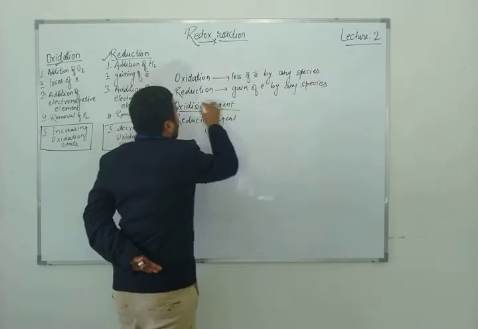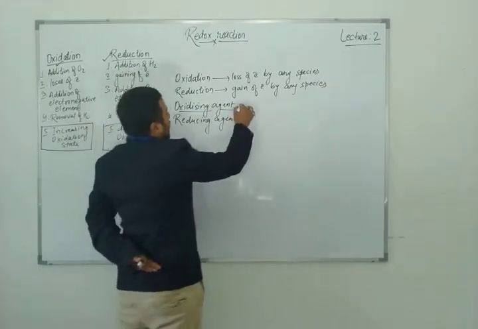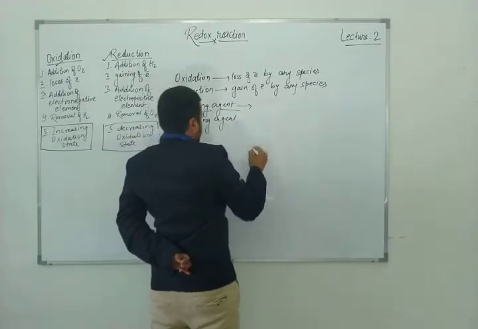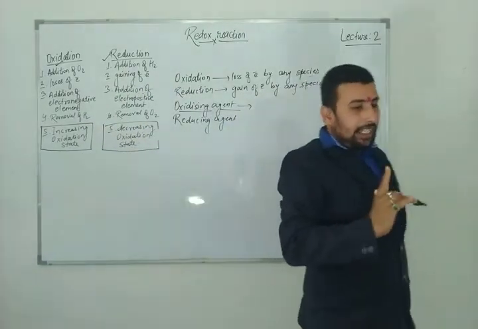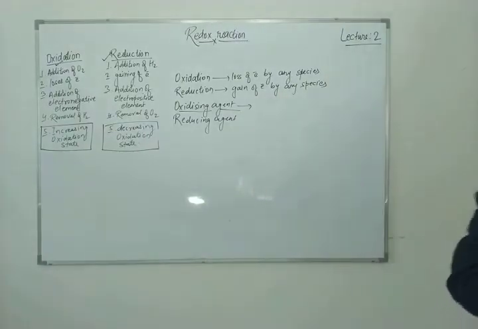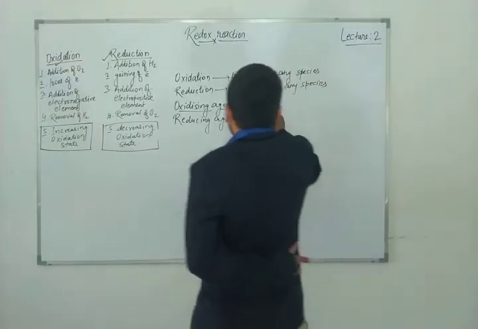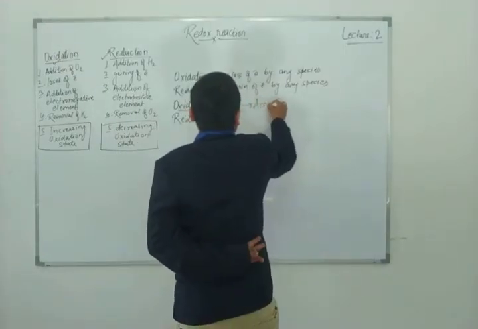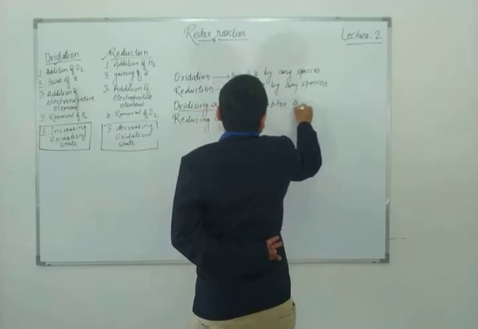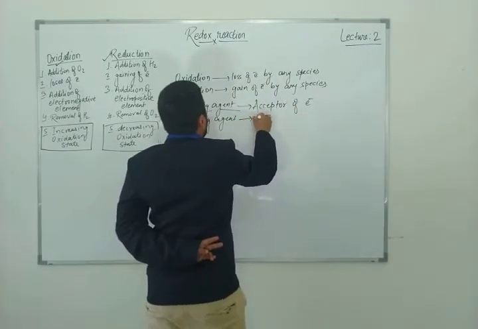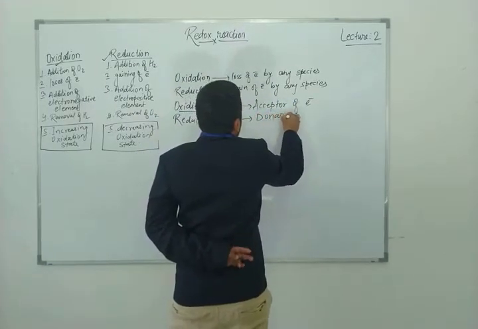Oxidizing agent means reduction, gaining of electrons. Remember, as I have written here in the terms, oxidation means loss of electrons by any species, reduction means gain of electrons by any species. If I talk about oxidizing, it means acceptor of electrons. Acceptor means gainer, acceptor of electrons. And donor of electrons is reducing.